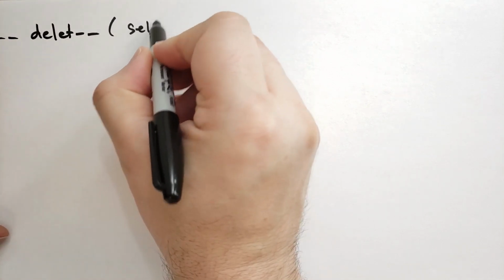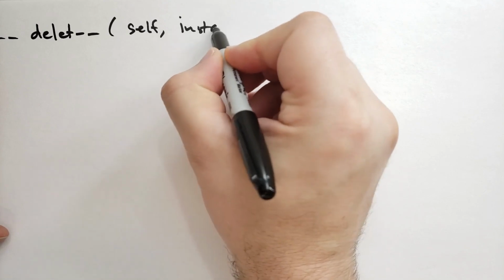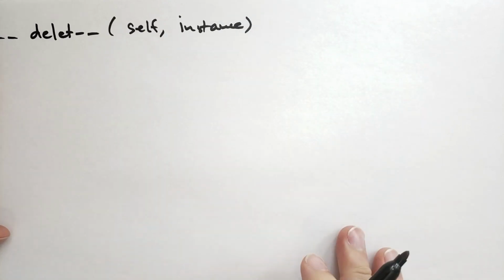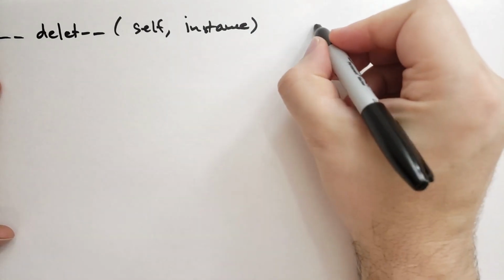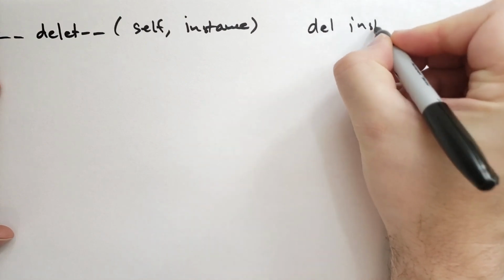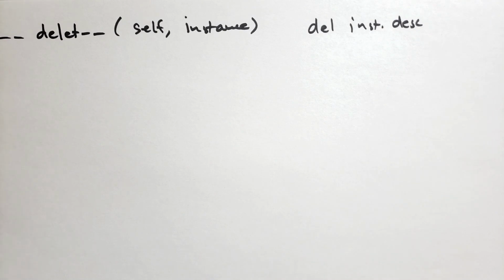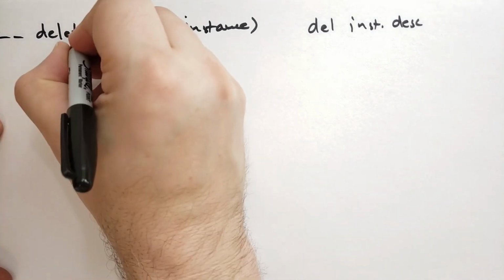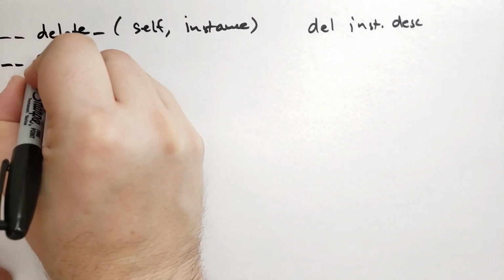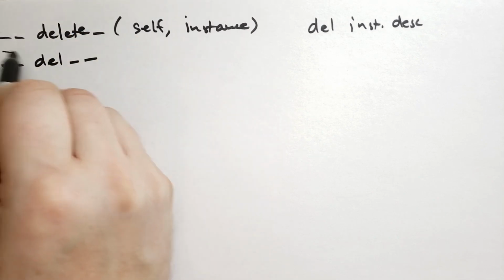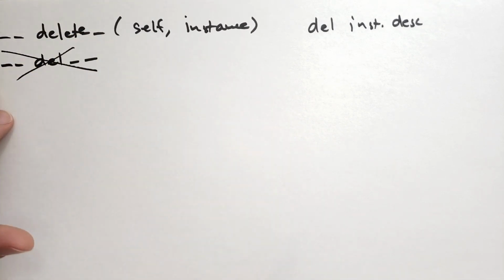This takes self and the instance. It doesn't take any value or anything like that. And this is called when you delete the instance's descriptor attribute. Okay. Now don't confuse this. This is delete. Don't confuse this with del. Del is a special method that has nothing to do with descriptors. Okay. This is delete.